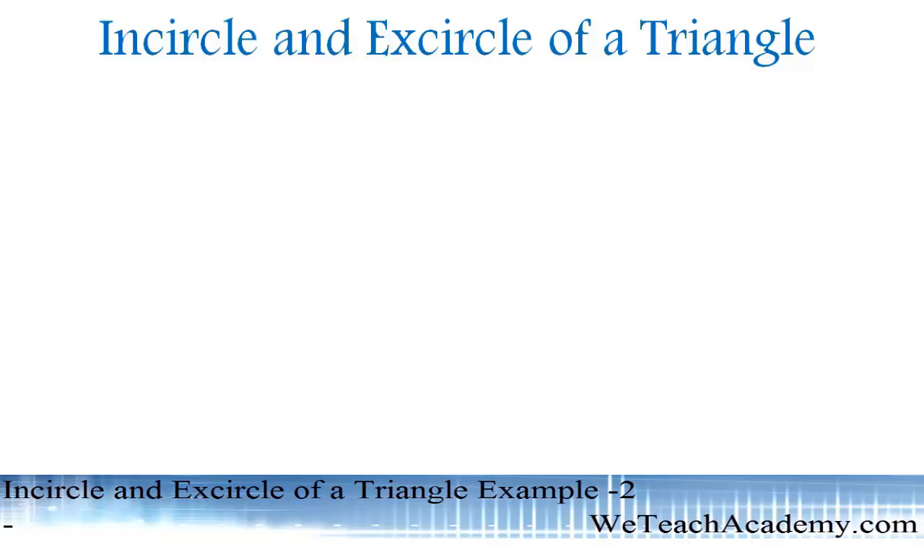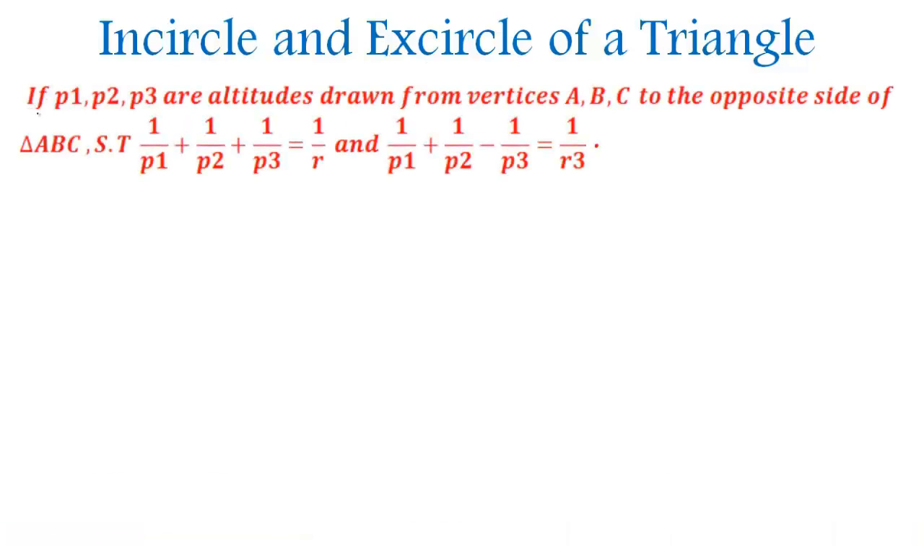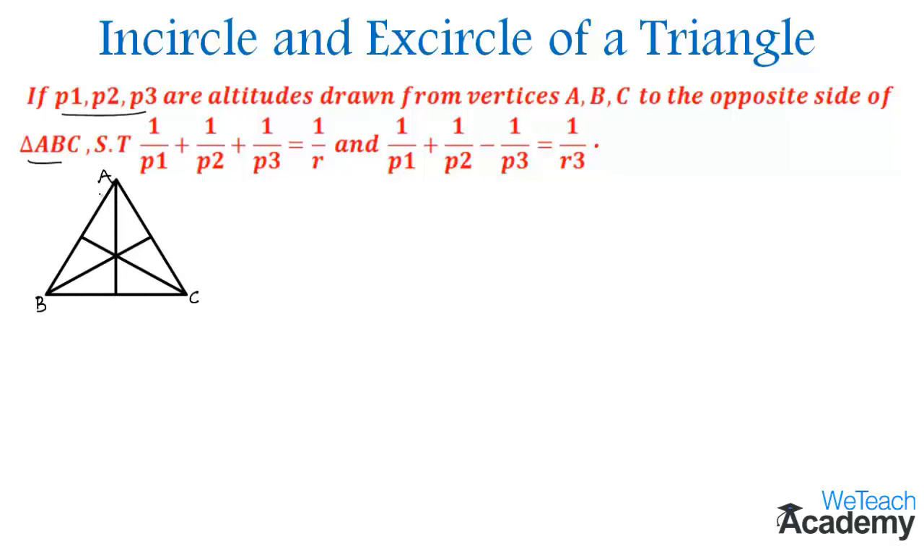This video is about how to use the formulas of incircle to solve an example under the concept incircle and excircle of a triangle. So this is our given example with the altitudes P1, P2, P3 which are drawn from the vertices of the triangle ABC. So this is a triangle ABC, and now let us name the sides of the triangle as well as the altitudes of a triangle. So these are the names of sides and altitudes of a triangle.